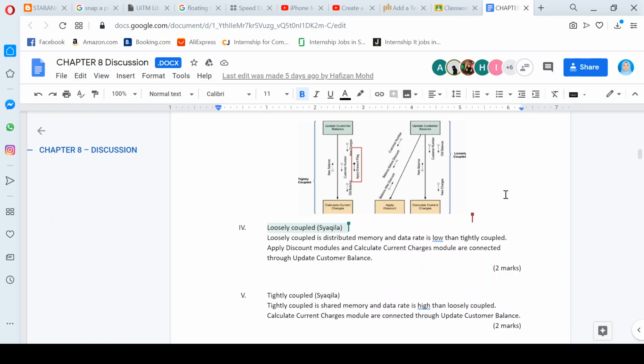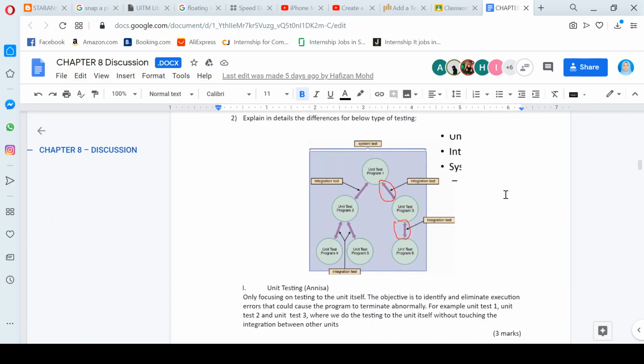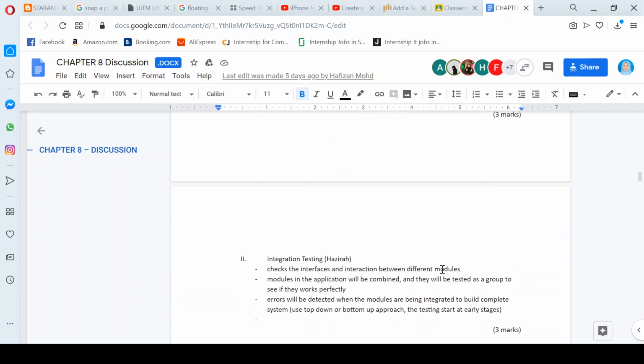Untuk soalan yang kedua. Okay, we have the differences for types of testing. So we have 3. The first one is unit testing, which was already explained by Anissa last week. And then the second type is integration testing, and the third one is system testing, which was already explained by Fairuz. Okay, so kelas kita stop dekat soalan number berapa last week?